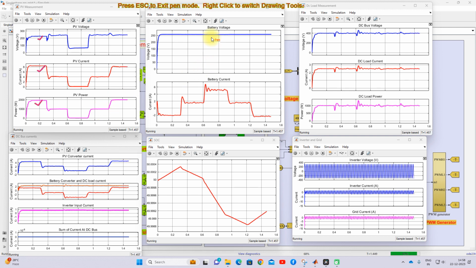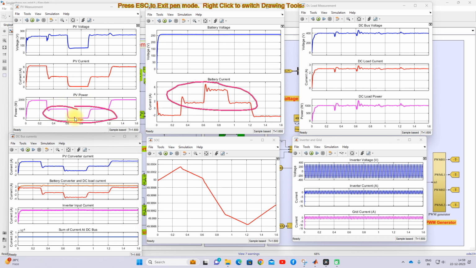Okay, and here you will see that this is the battery voltage, and this is the battery current. Initially up to 0.3 second, there is excess power in the PV, so that's why the battery goes to charging mode. After 0.3 second the power from the PV is very low, so the battery goes to discharging mode. From 0.3 to 1.2 seconds the battery is in discharging mode because the power generation is less than 1000 watts, because the DC load we consider is only 1000.